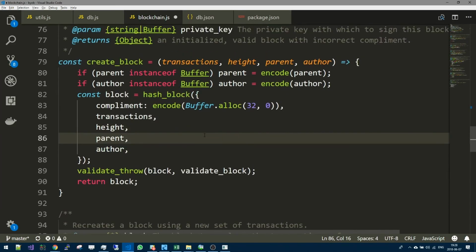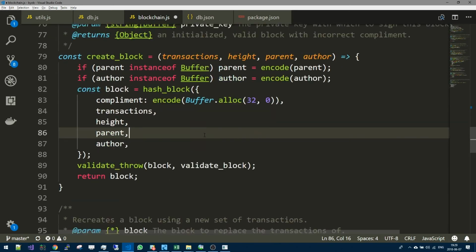But first of all, what I just want you to notice is this is all that goes into the block. It's got a complement, it's got a list of transactions, it's got its height, it's got the parent's hash, it's got the author's public key, and that's it. It's also got what will be stored in here, the hash, but that's not important.